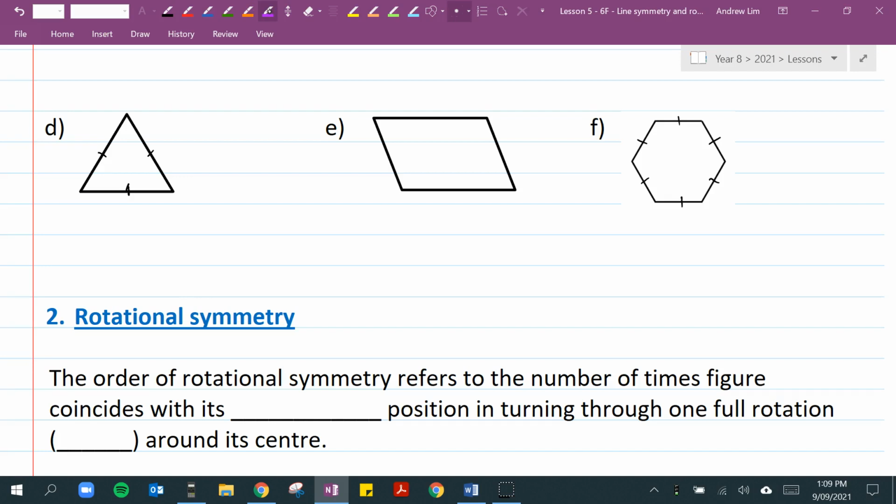Okay, question D has three lines of symmetry. Straight down the middle, that way, and this way. When we fold along those, it will fold exactly in half.